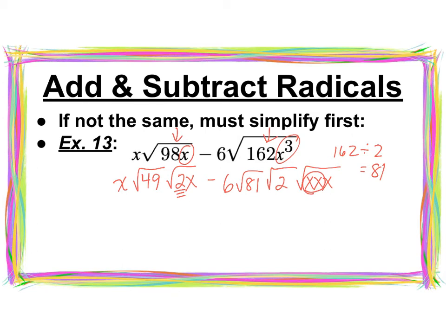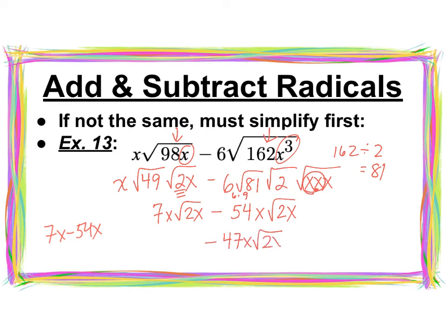So I'm going to simplify the first part. I have 7x times the square root of 2x minus 6 times 9. So that's 54. I can take out this x here, and I'm left with a 2x in my radicand. My radicands are exactly the same, so I'm going to do 7x minus 54x. You can do it on your calculator. Don't drop your x's. So we get negative 47x with the root 2x. And that's your simplified answer.